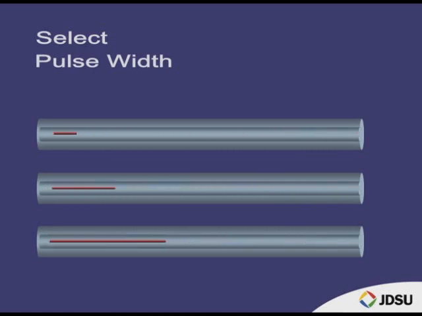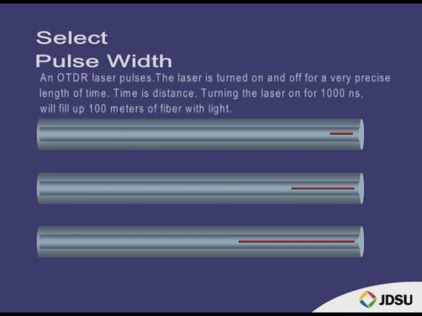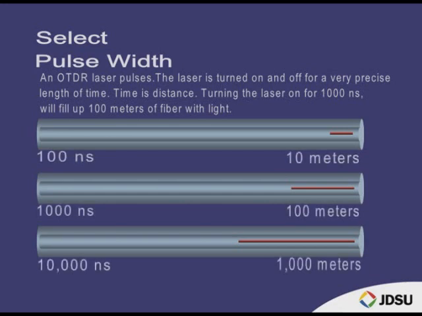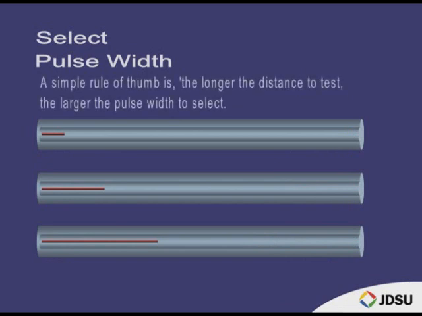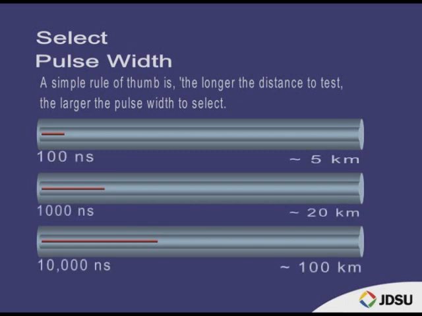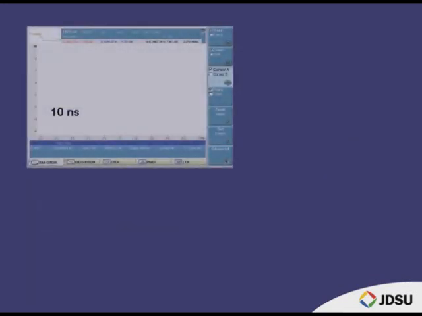An OTDR laser pulses. The laser is turned on and off for a very precise length of time. Time is distance. Turning the laser on for 1,000 nanoseconds will fill up 100 meters of fiber with light. A simple rule of thumb is, the longer the distance to test, the larger the pulse width to select.